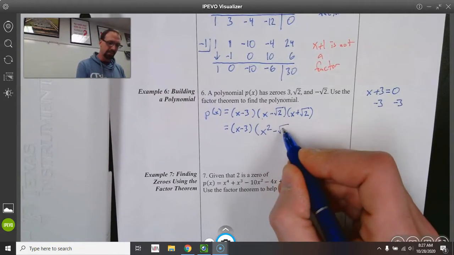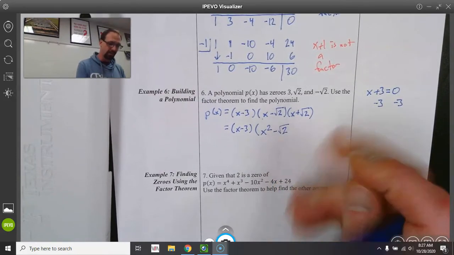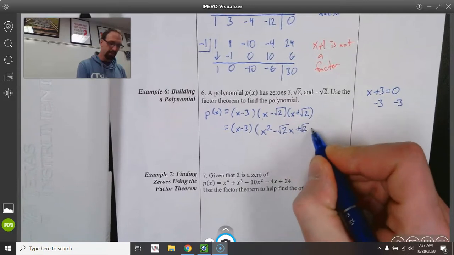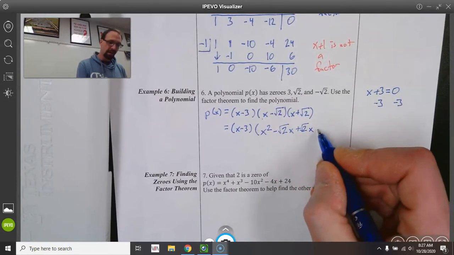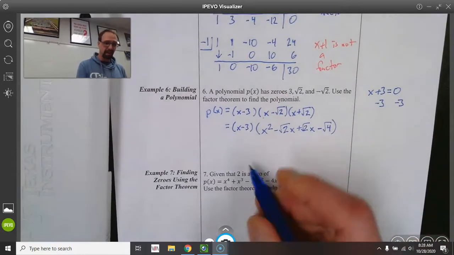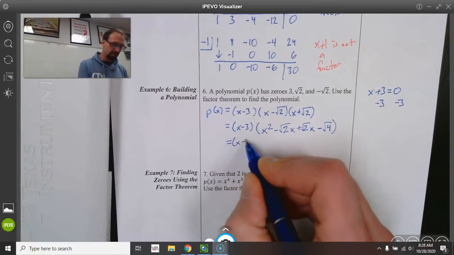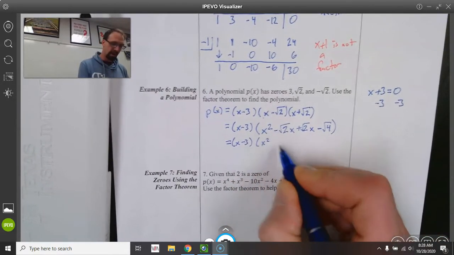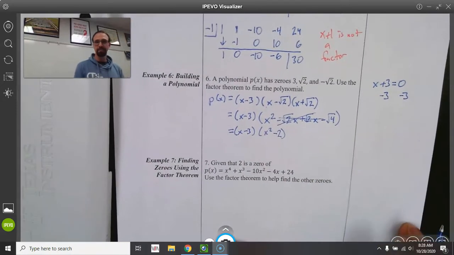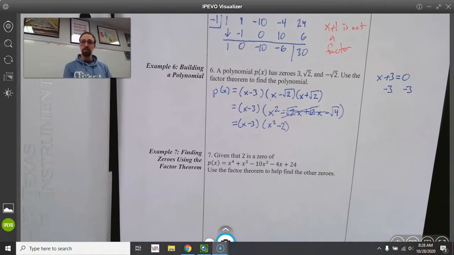And then these terms, again, are going to cancel. Minus square root of 2x, and then plus square root of 2x. Remember, those cancel. And then I have minus square root of 4. If I simplify all of this, I get x minus 3 times the quantity x squared minus 2. So now I need to multiply these two pieces together.